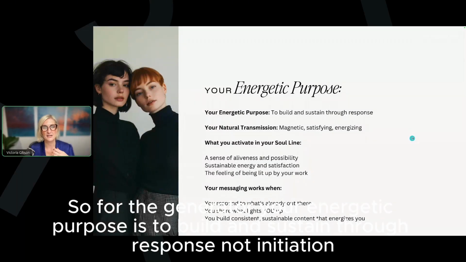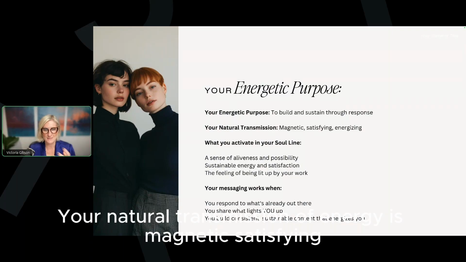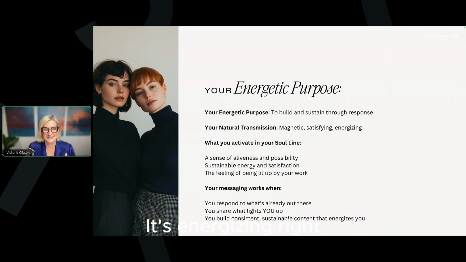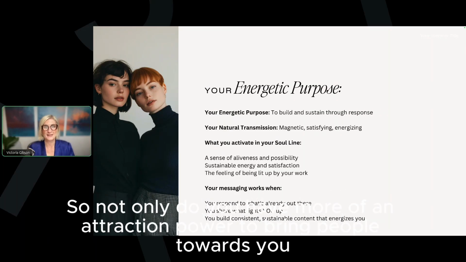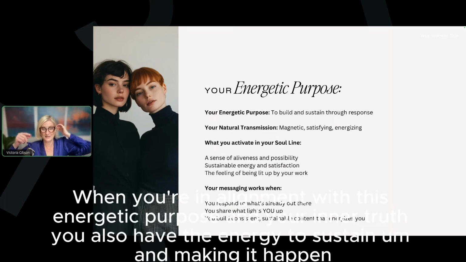So for the generator, your energetic purpose is to build and sustain through response, not initiation. Your natural transmission of energy is magnetic, it's satisfying, it's energizing, right? What you activate in your soul line is a sense of aliveness and possibility, sustainable energy and satisfaction, and the feeling of being lit up by your work. So not only do you have more of an attraction power to bring people towards you when you're in alignment with this energetic purpose and your inner truth, you also have the energy to sustain and make it happen, okay?